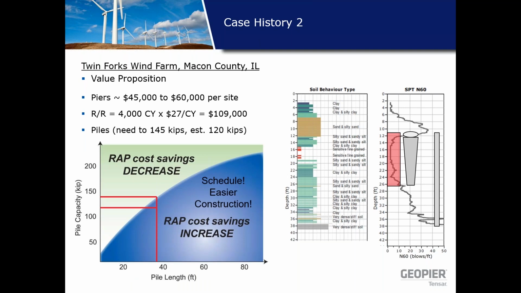What was the value on this project? Our piers cost about $45,000 to $60,000 per site. Removal and replacement would have cost about $109,000, so about double our cost. And the piles were a little bit more comparable, if I did my calculations right. They would have had to be about 145 kips plus or minus to be at the same price point as piers. I estimated about 120, so it still falls beneath the curve here where piers are more cost effective.